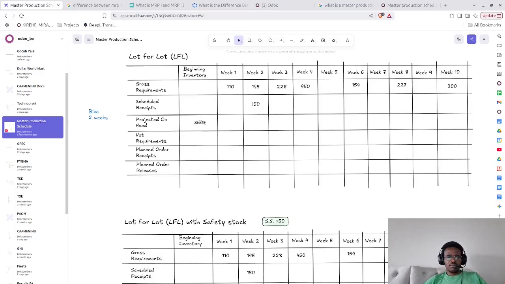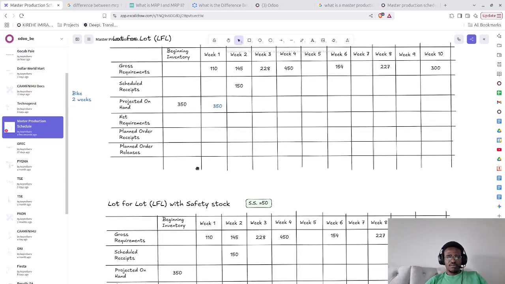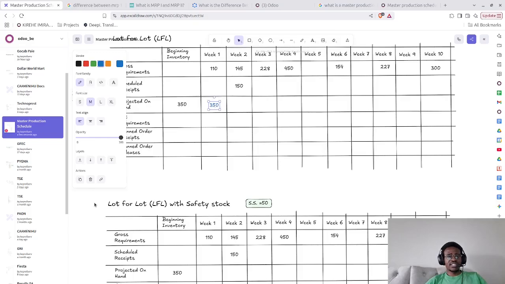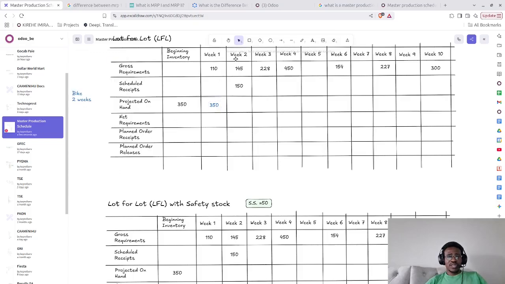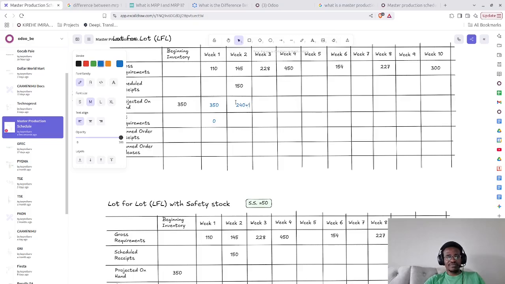So going to week 1, I'm going in with the beginning inventory, that is 350 bicycles. Please don't look at the bottom table. We'll do this in our next video. 350. And now before we go to week 2, we have to supply this demand. So I need to supply 110 bikes, but I only have 350. So can 350 supply this demand? Absolutely. So do I have net requirements? 0. So going into week 2, I'm going with 240 bikes, but I've also scheduled to receive already 150.